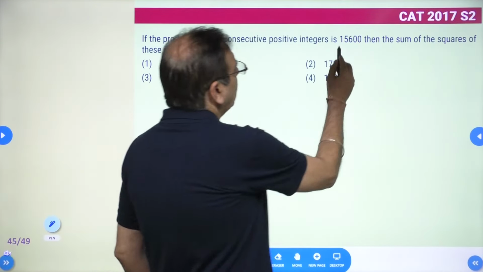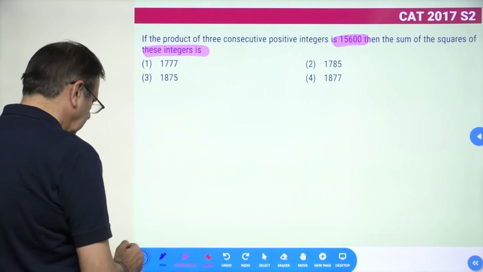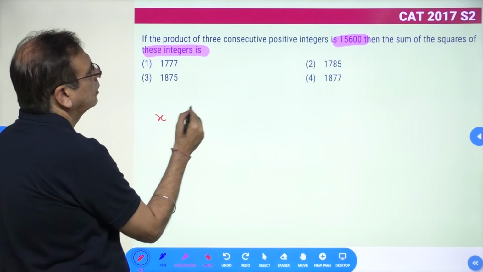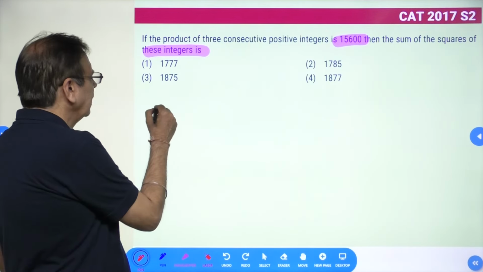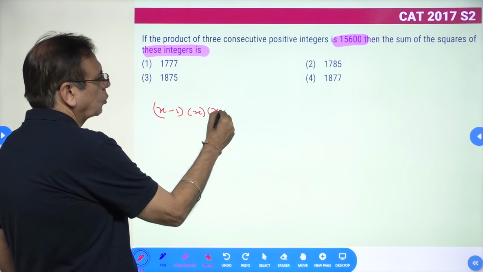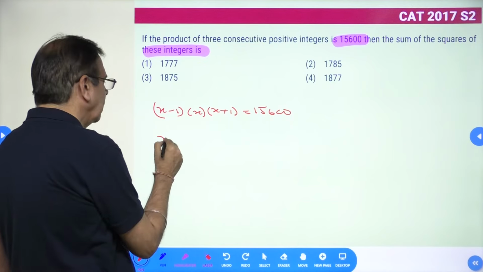The product of three consecutive positive integers is 15,600. What is the sum of squares of these three integers? The question is saying the product x into x plus 1 into x plus 2. Three consecutive positive integers. Let's make it easier: take x minus 1 into x into x plus 1 equal to 15600. The question is asking what is x square.